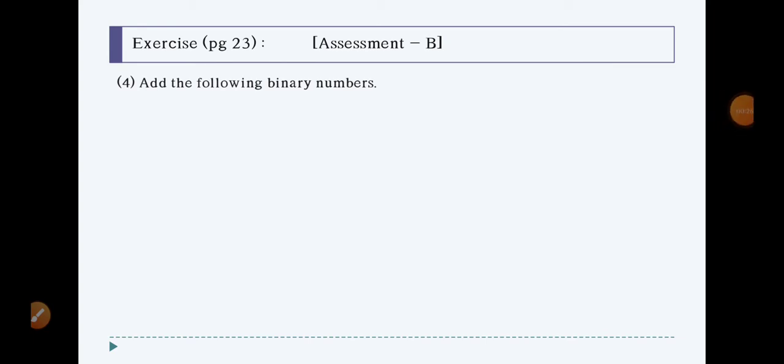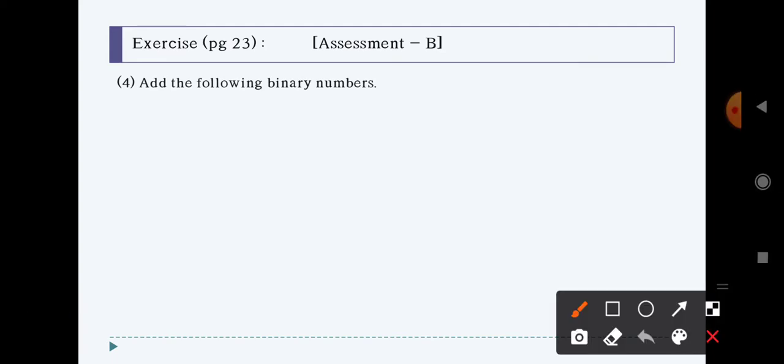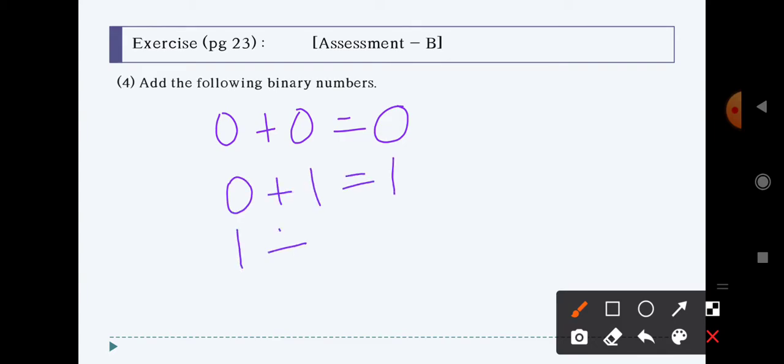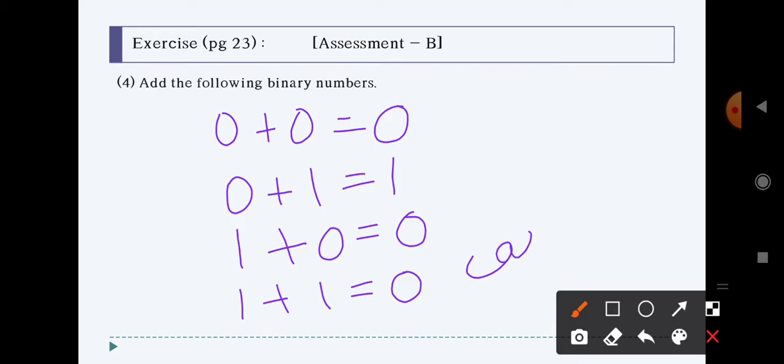Now you see we have the fourth question, add the following binary numbers. So before directly jumping on to the question, we have 4 rules for that. Okay, so what are the rules? We have 0 plus 0 is going to give you 0, and then 0 plus 1 is going to give you 1, then 1 plus 0 is going to give you 1, and 1 plus 1 you will be having 0, and you'll give a carry as 1. Okay, so these are the 4 rules that you need to follow while doing this addition portion.